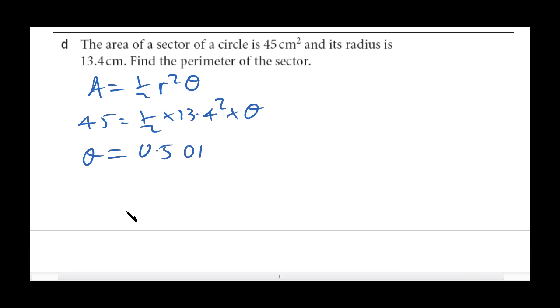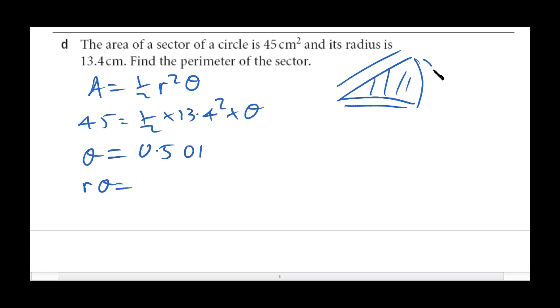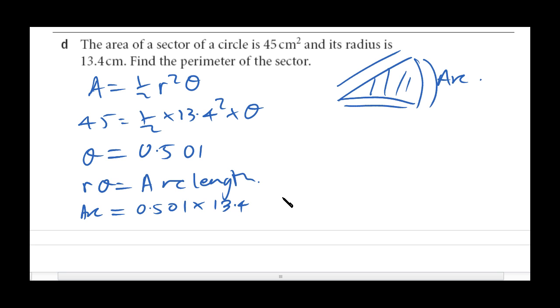And from that we know that r theta is equal to the arc length. So what we're trying to do, we've been given the area, and we want to find the perimeter, and the perimeter is the radius plus the arc length. So the arc length is equal to r theta. And that comes out to be 0.501 times by 13.4.